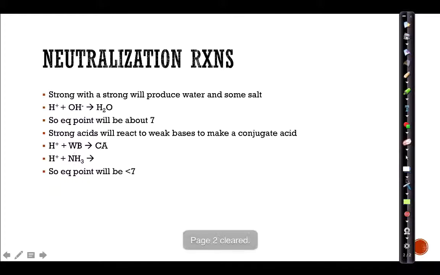So if you're asked where your equivalence point should lie, like what pH it should be, if you have a strong acid with a weak base, well, strong will win. Your solution at the end should be acidic, but the reason it is acidic is not because strong wins, it's because you have made a conjugate acid. So if they ask you why, it's not because strong wins, it's because you made a conjugate acid.